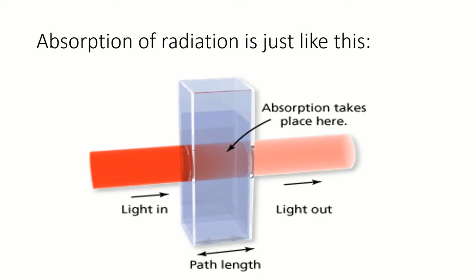This is the compound. When we pass light into the compound, absorption takes place. In this portion, absorption takes place. This absorption shows excitation of electrons from ground state to excited state, and the other part of the light is passed out.